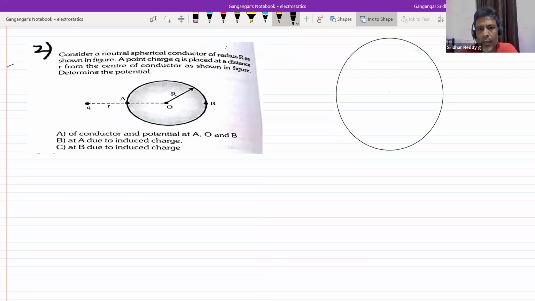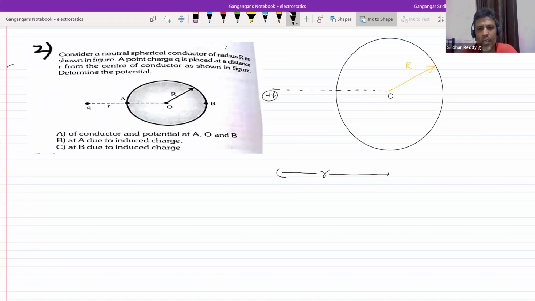Okay, this is a conductor, let R be the radius. There's a point charge, let's say point charge Q is kept at a distance from the center. So this distance is D. Okay, now we'll proceed here.